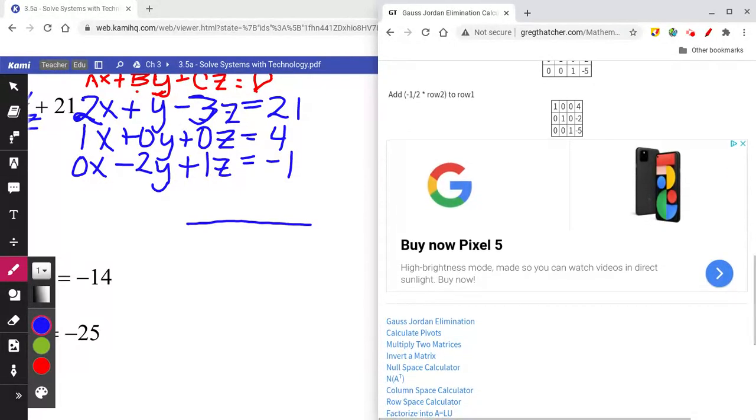But you scroll down here to the bottom, and once you see this last matrix here, if you read it, remember this first number was the x number, then the y number, then the z number. What this says is 1x equals 4. And this next one says y equals -2. And this next one says z equals -5. And so we can see our answer here is going to be 4, -2, -5. That's the answer.